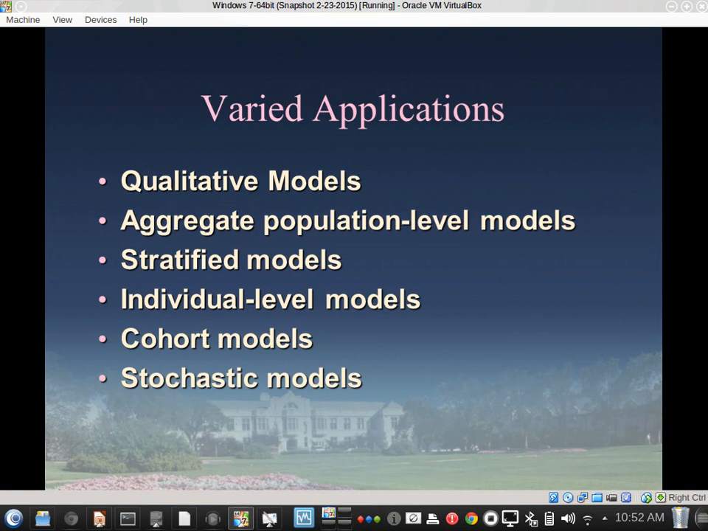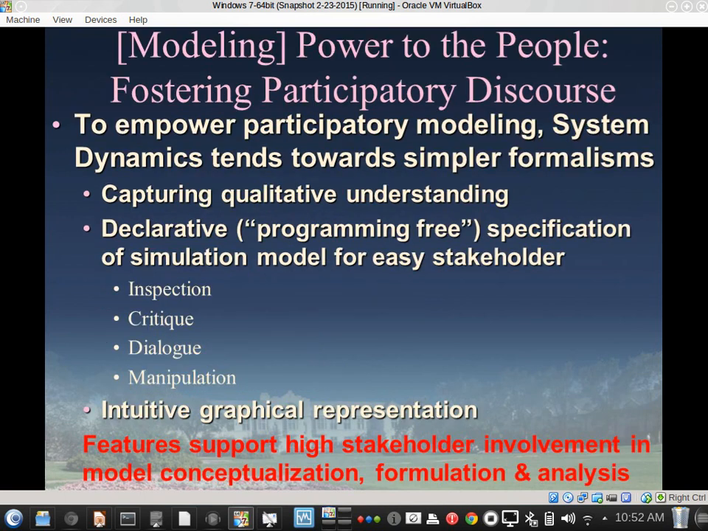System dynamics can be used at many different levels of detail and aggregation. But a big emphasis has been participatory modeling. As a result, it tends towards simpler formalisms that lots of people can understand pretty quickly, and that you can use in group model building sessions, where you bring many people together and collectively build the model together, capturing their understanding of how the system works. You may not put all the data into the model at that time, but you capture their understanding about how things work.